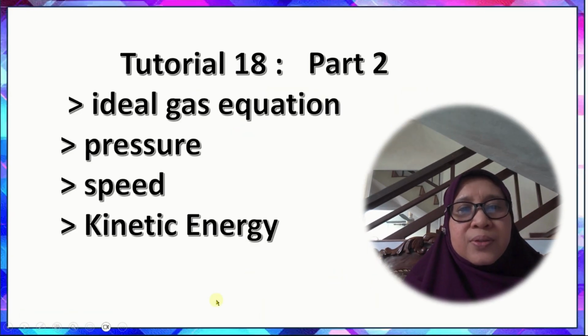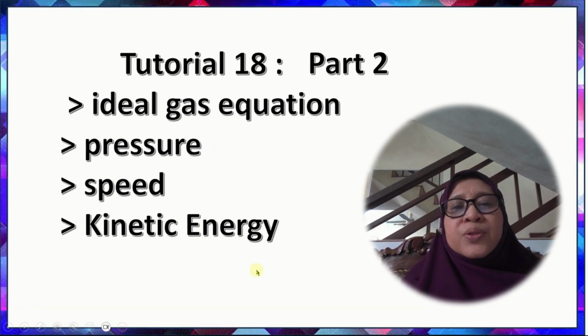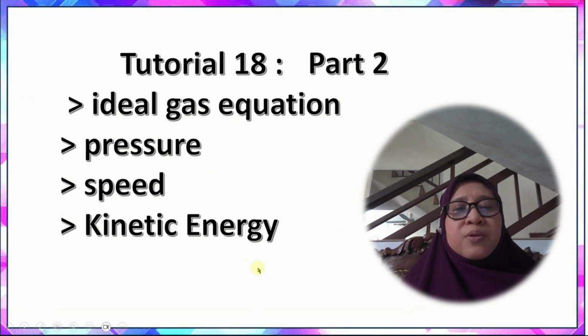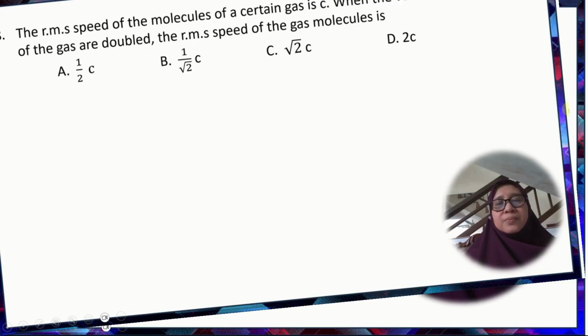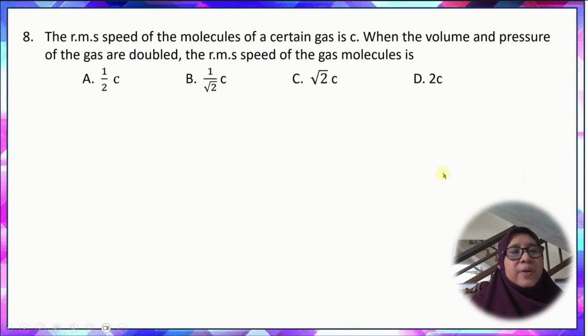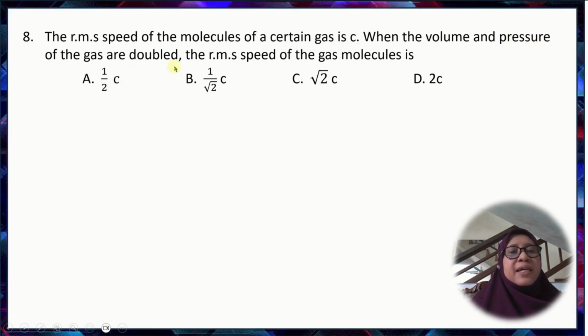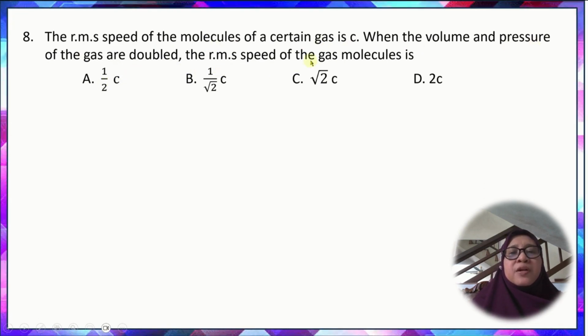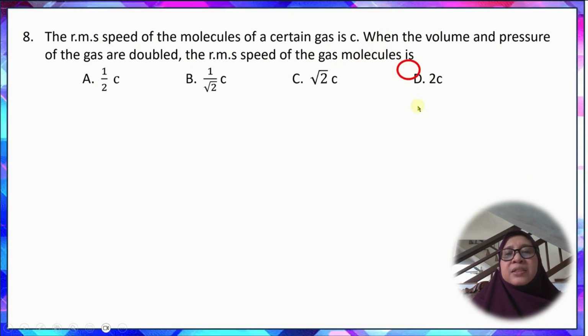Okay, so done for part 2. So done for part 1. So we are going to discuss part 2, tutorial 18. For question 8, the r.m.s speed of the molecules of a certain gas is C. When the volume and pressure of the gas are doubled, the r.m.s speed of the gas molecule is, so we have A, B, C. The answer is D, 2C.